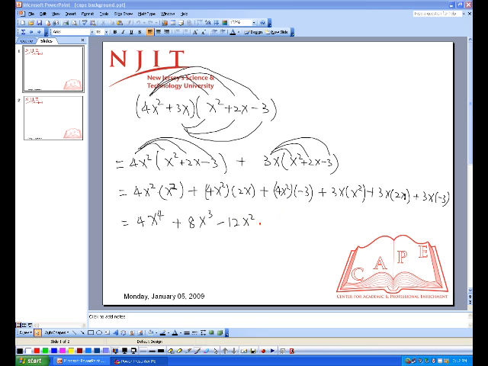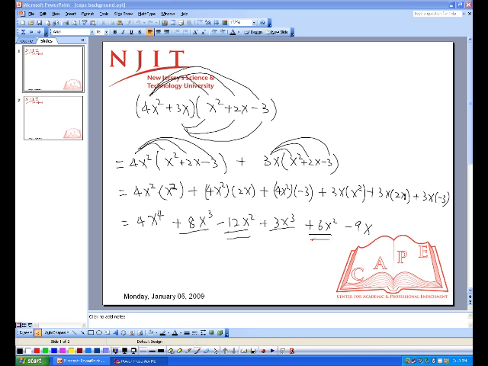Okay? Plus 3x cubed. Now it's this term. Plus this term is 2 times 3 is 6. x times x gives you x squared. And the last term is 3 times negative 3, so it's negative 9x. Okay? So now this should be the solution, except that we have 8x cubed plus 3x cubed, and also minus 12x squared plus 6x squared.